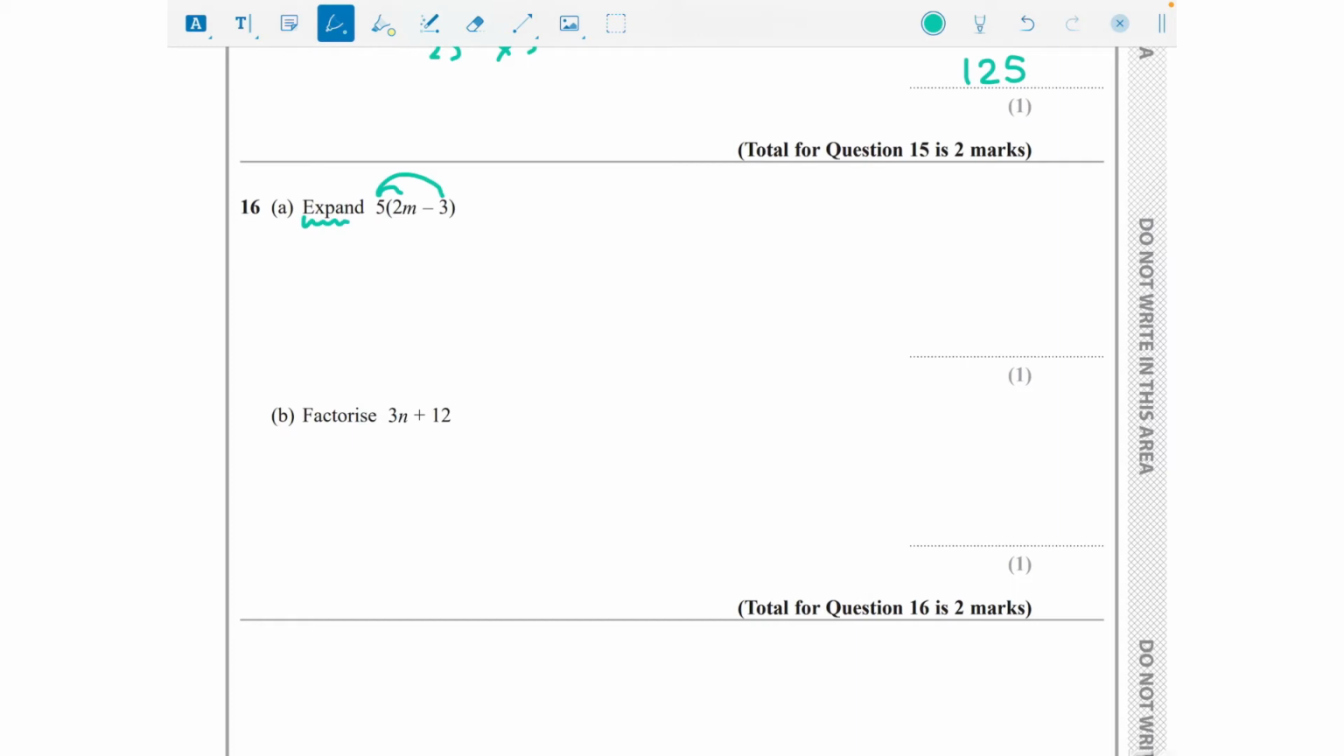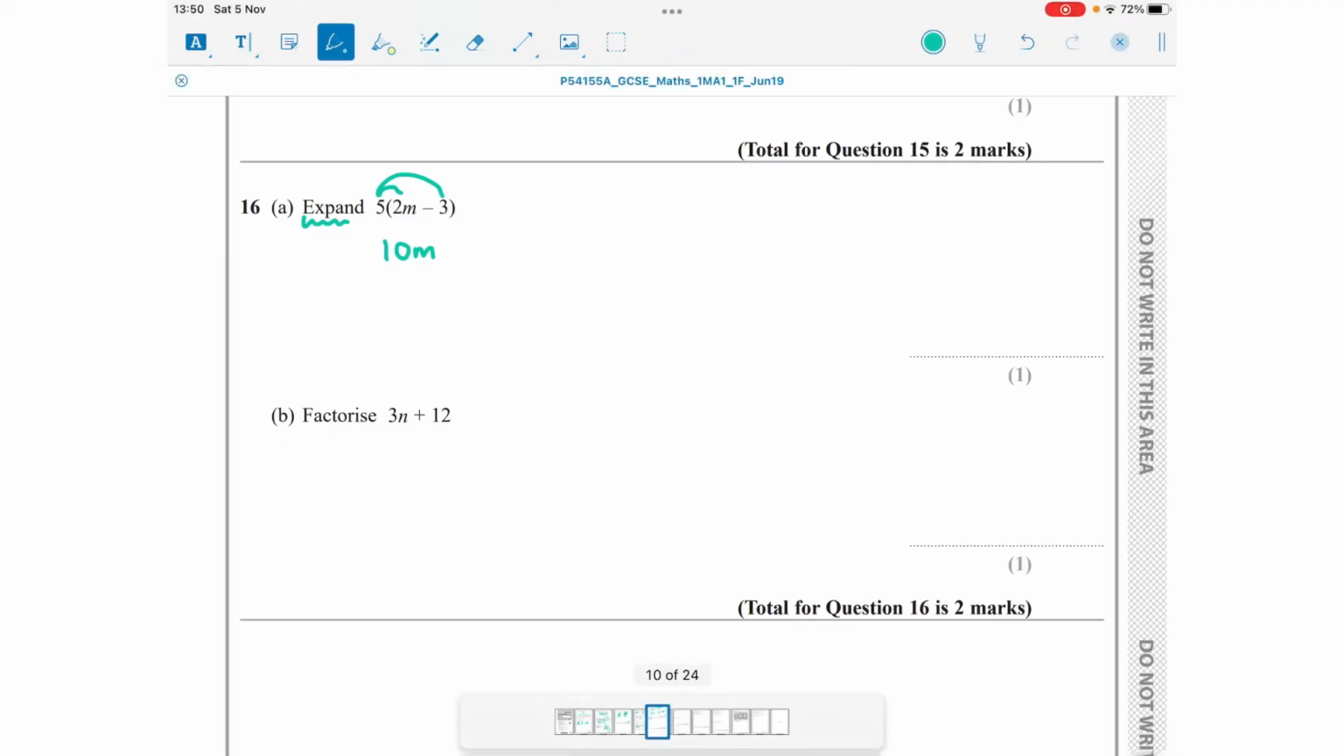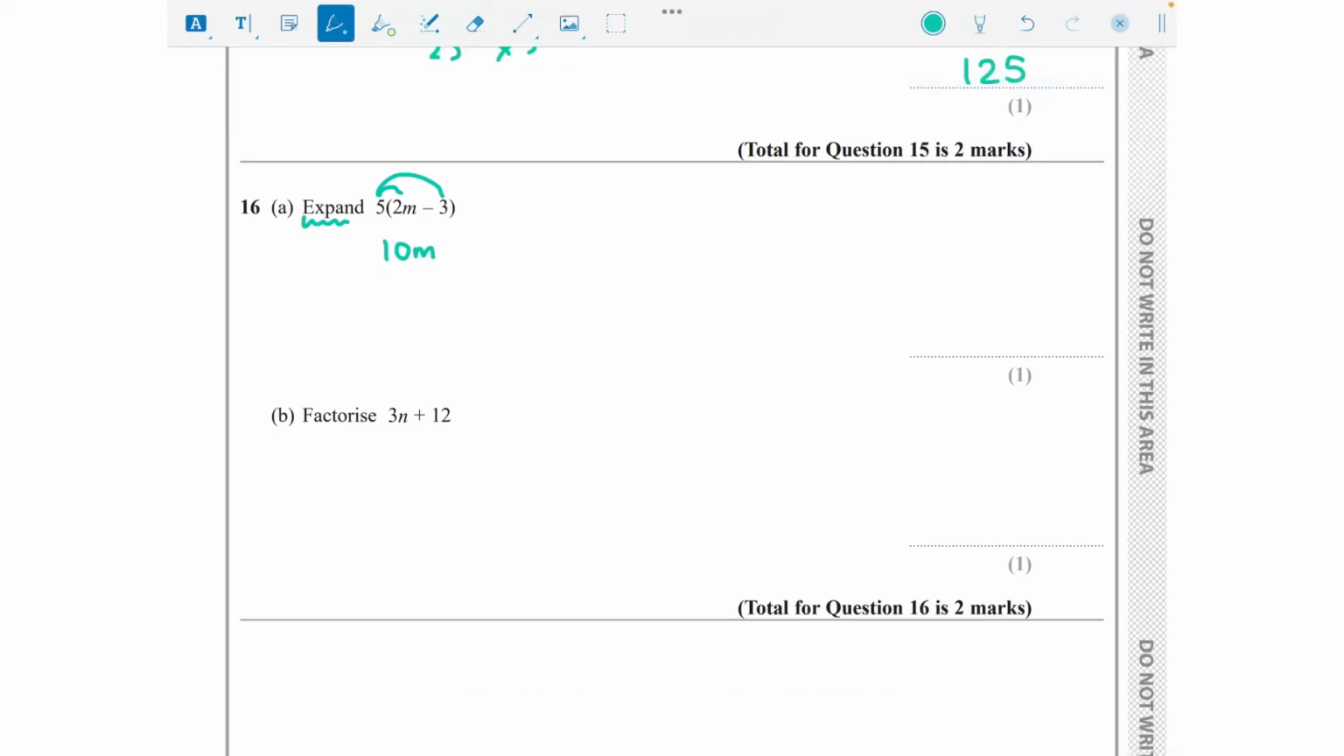So 5 times 2m is 10m, because the 5 times 2 bit makes 10, and then we can just put an m next to it to show that it's multiplying. And then 5 times minus 3 is minus 15, or you can just do 5 times 3 and put the minus in the middle. But either way, we should get 10m minus 15, and that's our final answer.